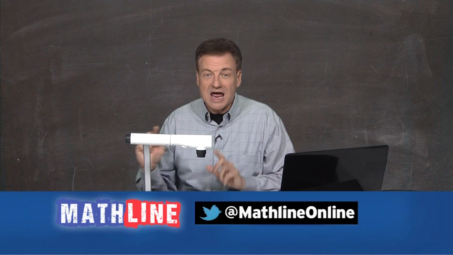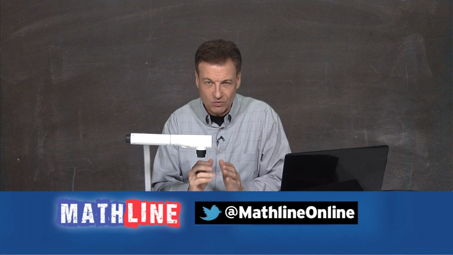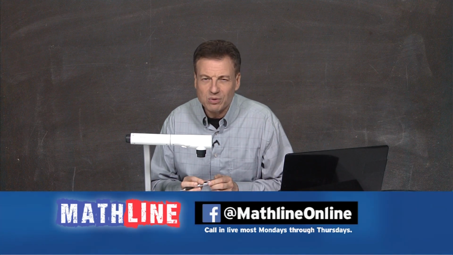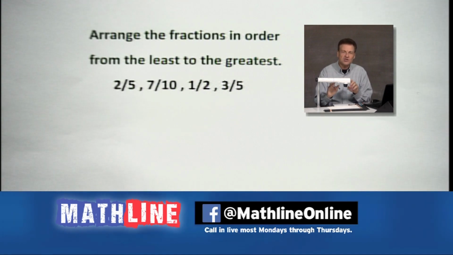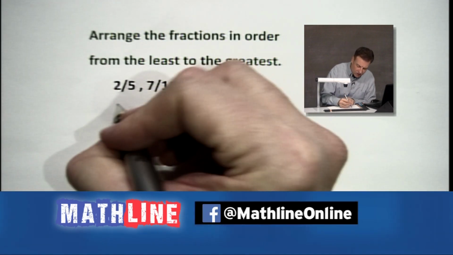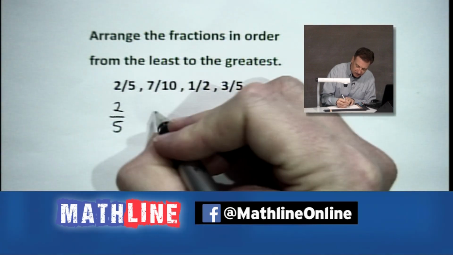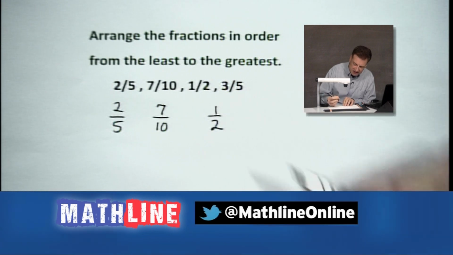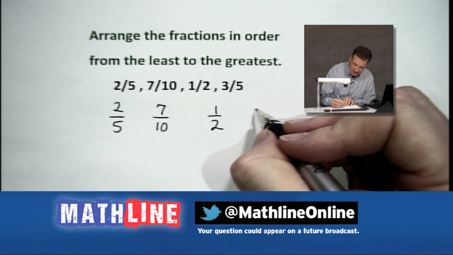Now, another area that we use common denominators in is when we have different fractions and we want to know, well, how do they relate to each other? Which one's larger? Which one's smaller? Maybe they're the same, those kinds of things. So let's take a look at our next example here. It says to arrange the fractions in order from the least to the greatest. We've got 2/5. You can go ahead and write these down at home. 2/5, 7/10. I've got a 1/2, leave a little space there. And I've got 3/5 hanging out over here.